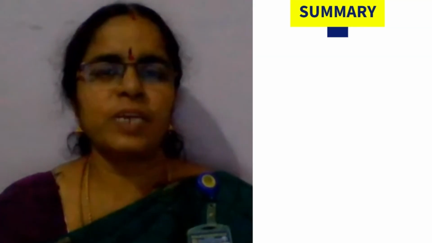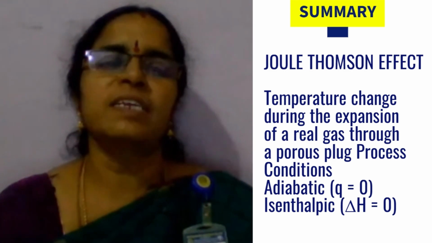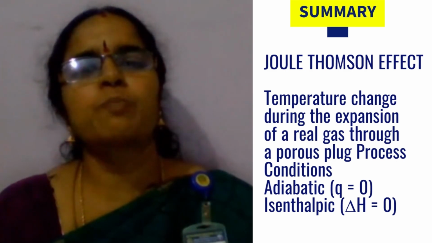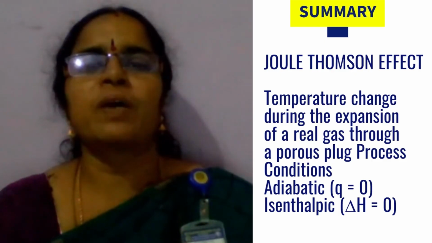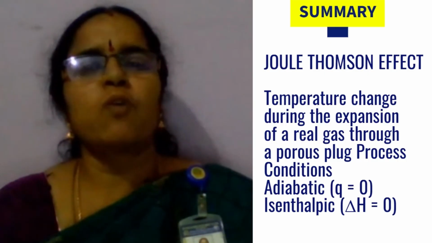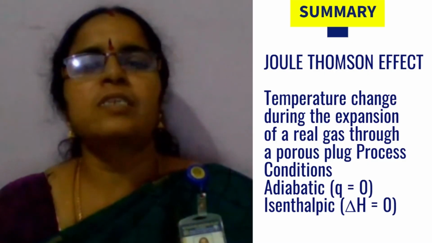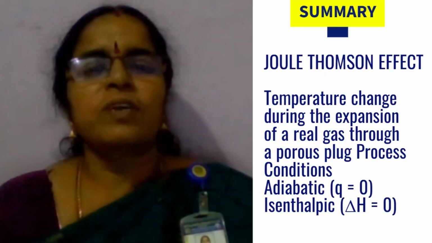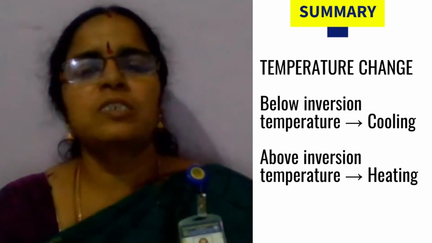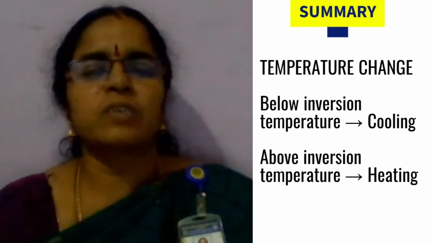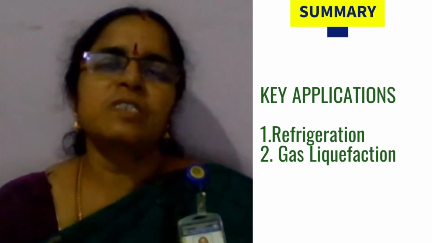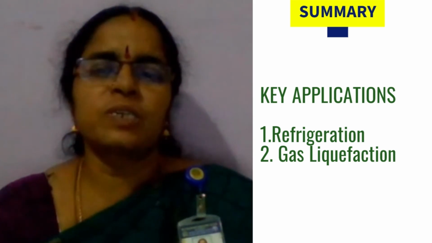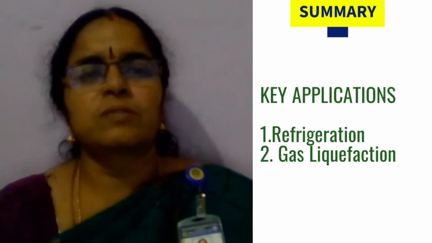Let us summarize today's discussion. The Joule-Thomson effect is the change in temperature of a real gas when it is allowed to expand from a high pressure region to a low pressure region through a porous plug or expansion valve under adiabatic and isoenthalpic condition. If the gas is below its inversion temperature, it cools during the expansion. If it is above the inversion temperature, it warms up. This principle is widely used in refrigeration and gas liquefaction.